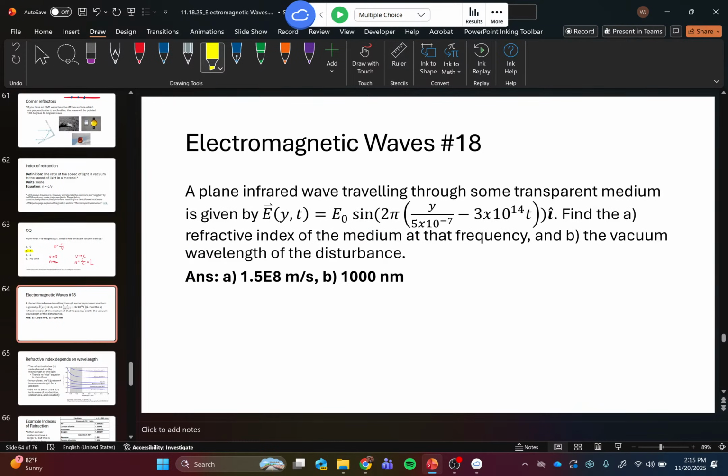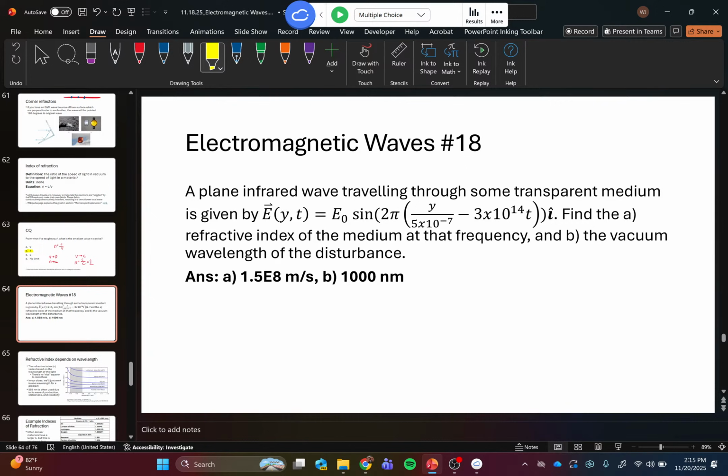All right. A plane infrared wave traveling through some transparent media is given by this equation: E naught sine 2 pi parentheses y over 5 times 10 to the minus 7 minus 3 times 10 to the 14 t. Find the refractive index of this medium at that frequency, and find the vacuum wavelength. So what we're solving for is 2 things. First one, find n, given this wave.